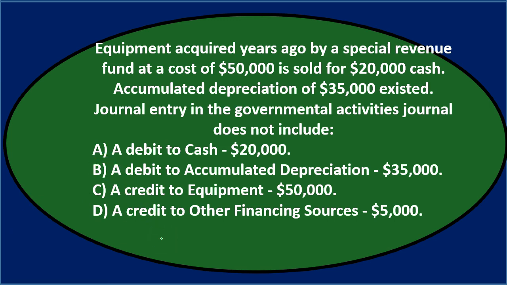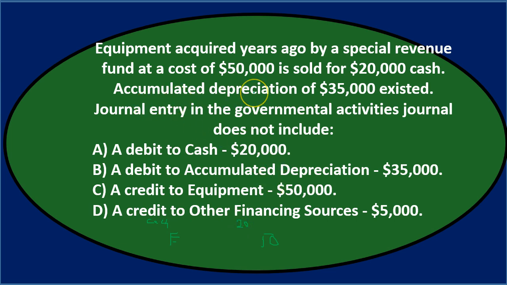Now, you might want to actually write down what's going to be the normal transaction if we sold something. So, if we sold something on the books as a fixed asset, we're going to say that it had a cost of $50,000, so we would credit equipment for the $50,000. And then it is sold for $20,000, so cash would go up. So I'm just going to say cash goes up by the $20,000.